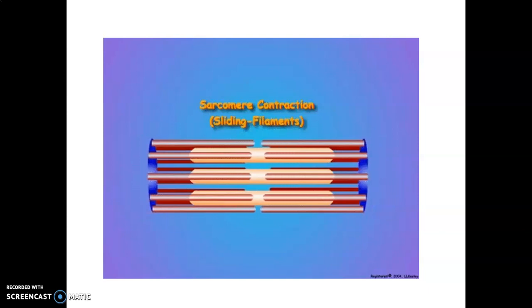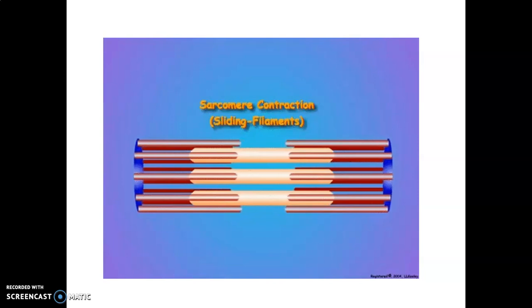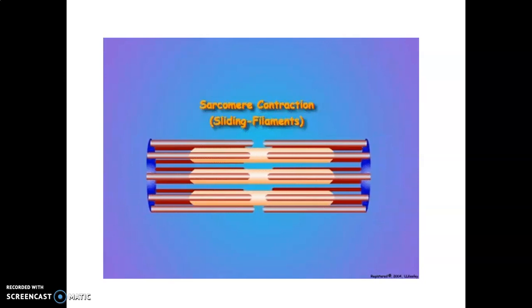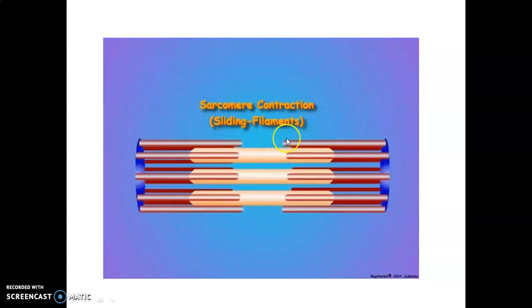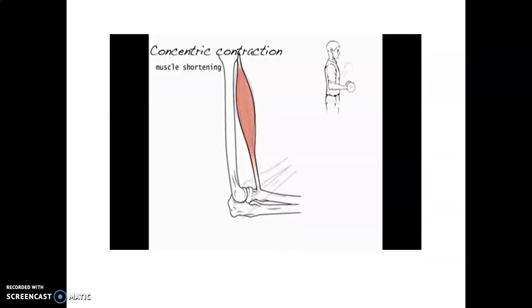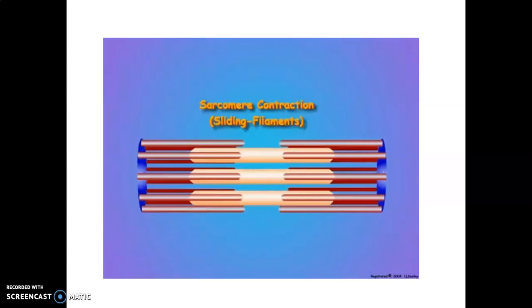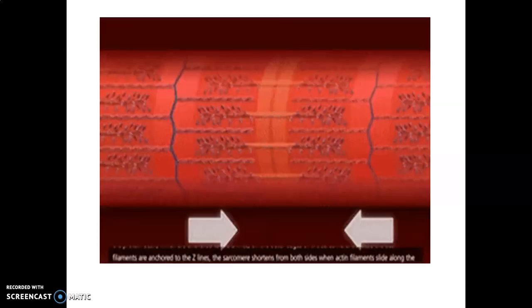This is explained by the sliding filament theory, which states that contraction of a muscle fiber takes place by the sliding of a thin filament over a thick filament. Clear? As you can see, thin and thick filaments here. Sliding of the thin filament over a thick filament results in muscle contraction, the contraction and relaxation.